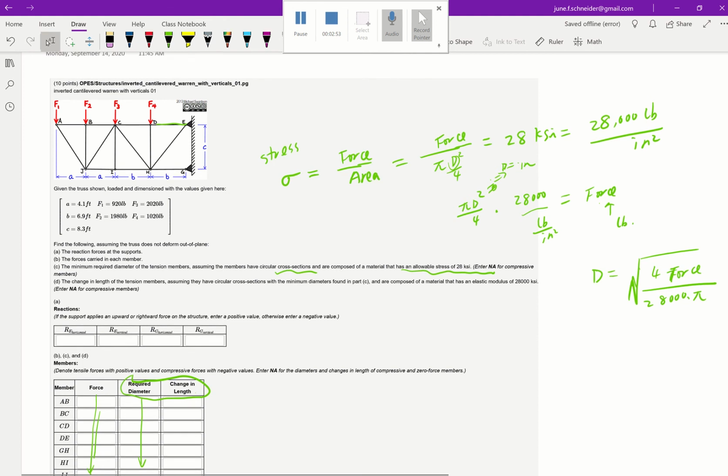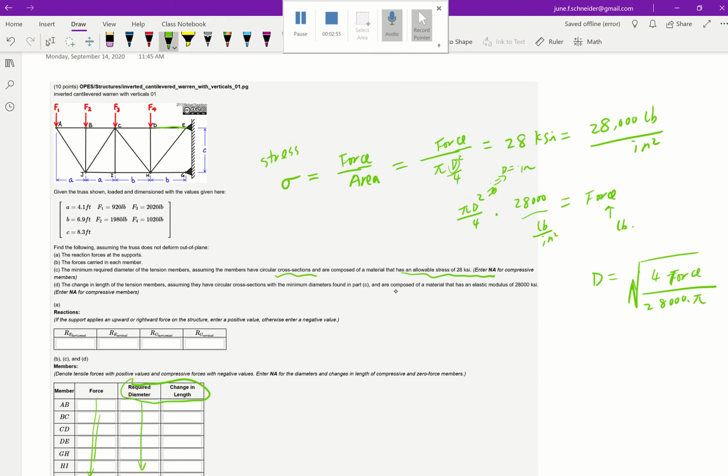Then the last column is the changing length. This is another new concept we need to quickly go over; you're going to learn more in strength of materials. We're going to create this stress-strain curve. The y-axis is the stress and the x-axis is the strain, epsilon. Strain is going to be the change in length over the original length. So make a note, this is the original length.